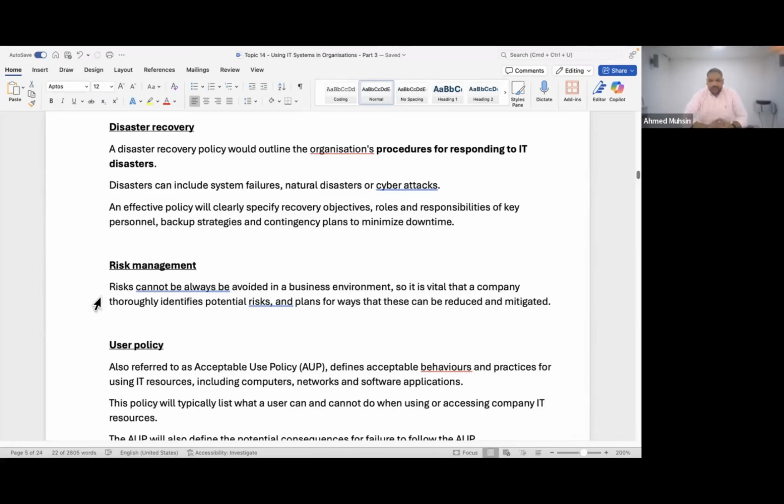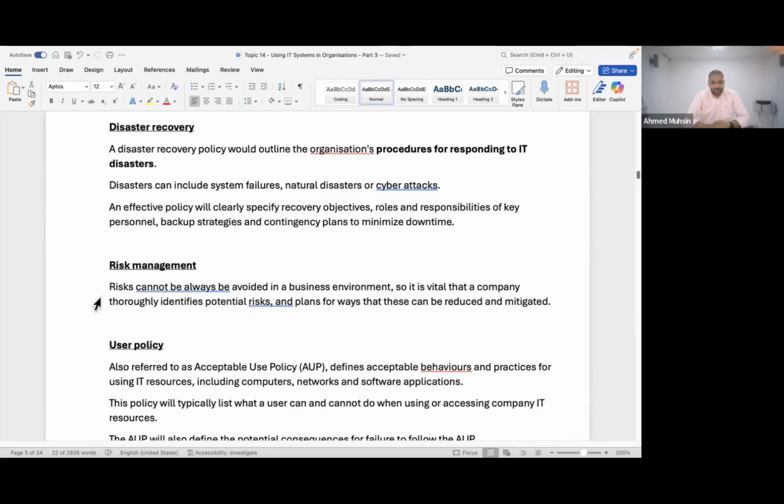Sometimes you can't avoid these risks. It's anyway going to happen. So it is vital that a company thoroughly identifies these possible risks and plans for ways that they can be reduced and mitigated. Mitigated can be reduced, avoided.